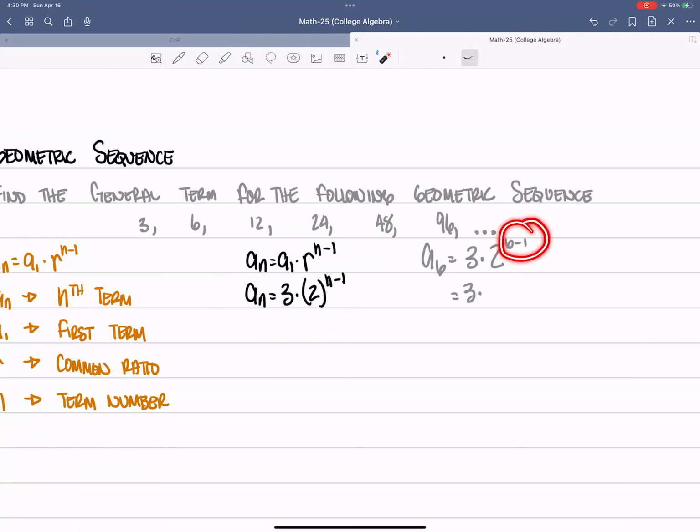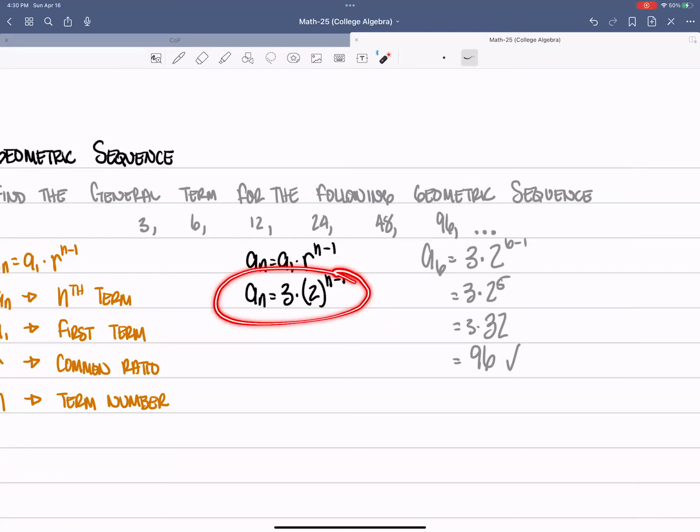A little bit of order of operations, so we could simplify that. And now simplifying this part here. 2 to the power 5. So 2, 4, 8, 16, 32. 32, and then 32 times 3. Looks like that's 96. So it looks like what we chose here to be our general term for the geometric sequence is true, because when we plugged in this, we ended up getting our 6th term here. So there we go.